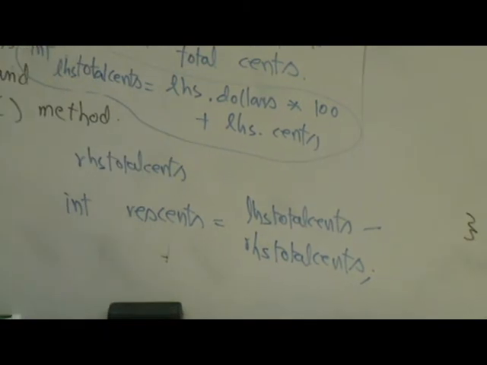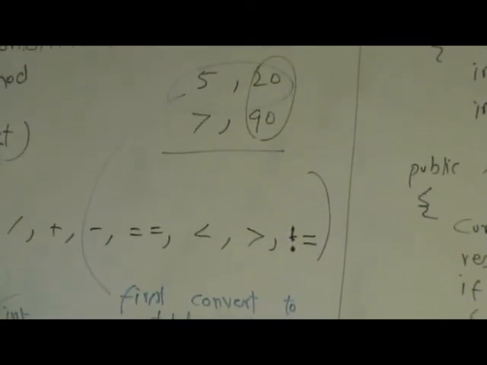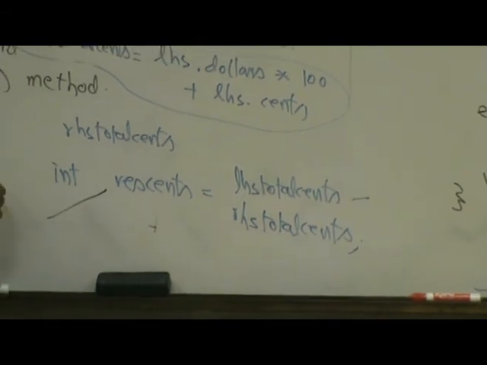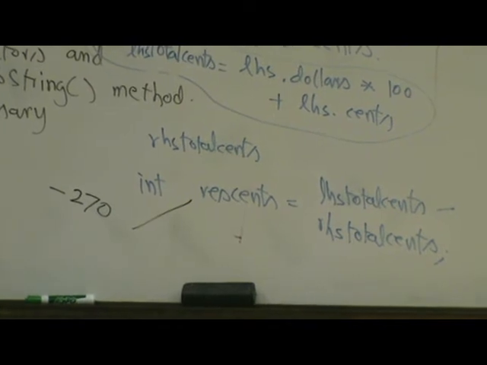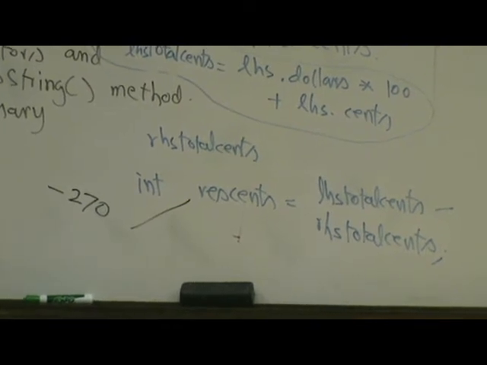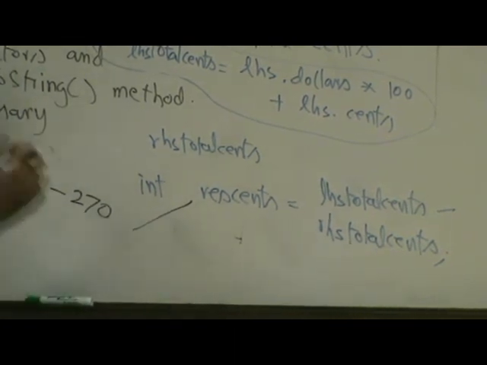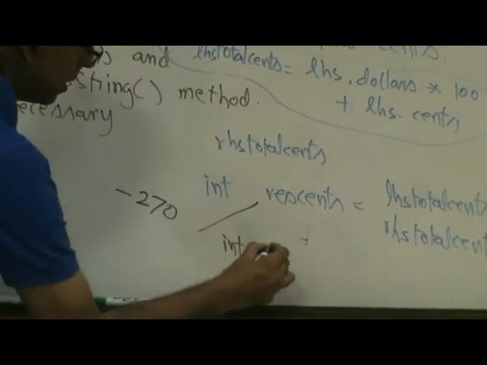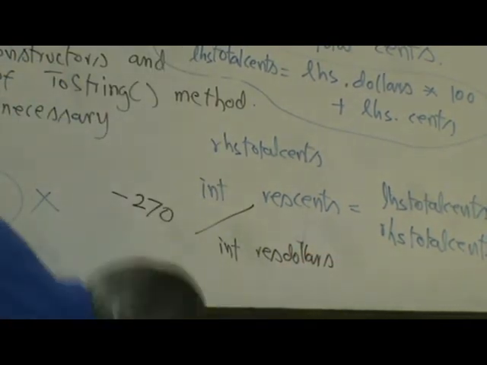Okay, so in this example, what will it turn out to be? 520 minus 790. So this will be negative 270, is that right? Yeah. Okay, so now we convert it back to the dollars. Okay, how do we convert it back to the dollars? By 100. Okay, there is integer division.